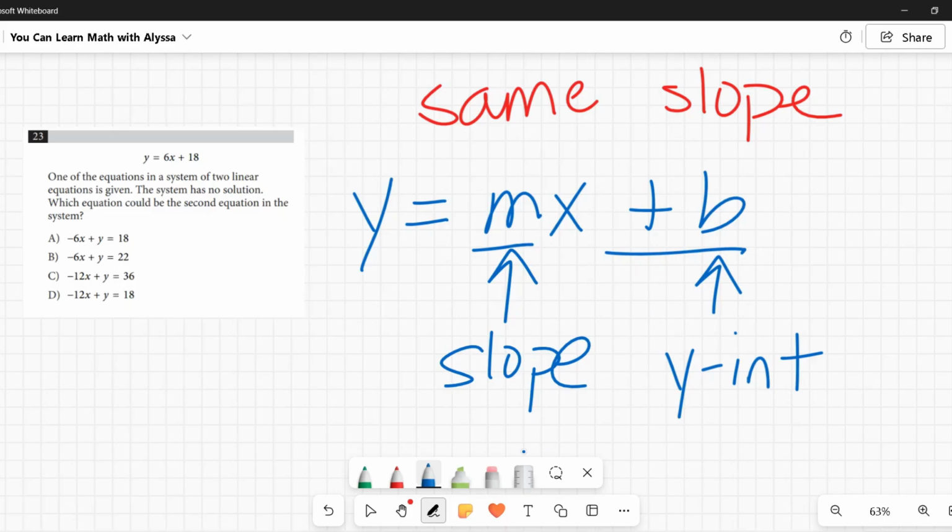Yes, I know how to spell slope. My brain's moving on and like, you don't need to finish that word. Nah, don't do it. Just write slop. And so the y-intercept is the b.